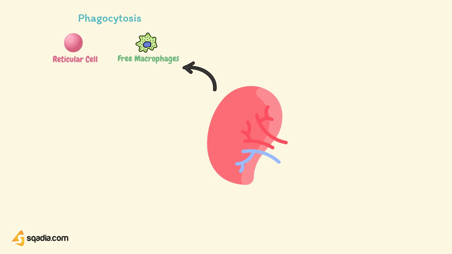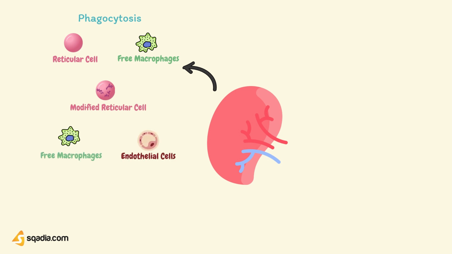Modified reticular cells of the ellipsoids, free macrophages, and endothelial cells of the venous sinusoids. Surface reticular cells of the lymphatic follicle. The phagocytes present in the organ remove cell debris, and old and effete red blood cells, other blood cells and microorganisms, and thus filter the blood.